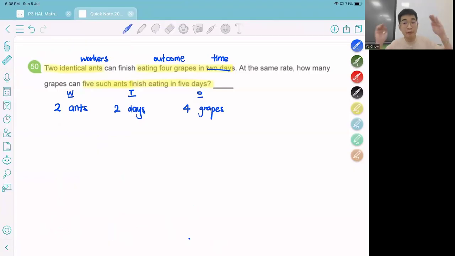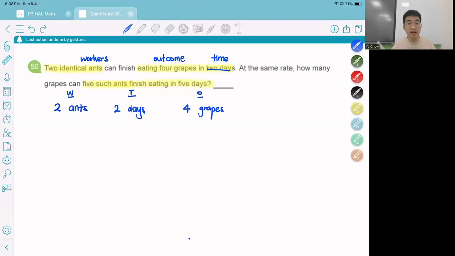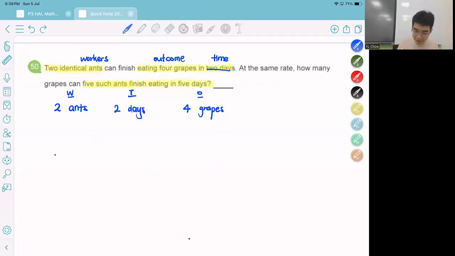The trick is whenever possible, you try to find 1 unit. Right. What does 1 unit mean? Here I have 2 workers and 2 units of time. Can we possibly find out what is the outcome if I have 1 unit of worker, that's 1 ant, and 1 unit of time, that's 1 day? What is the outcome in this case?